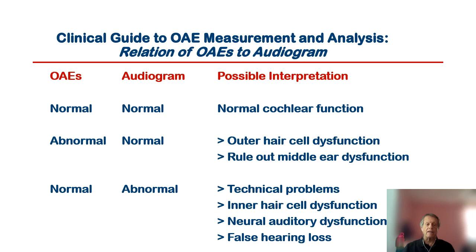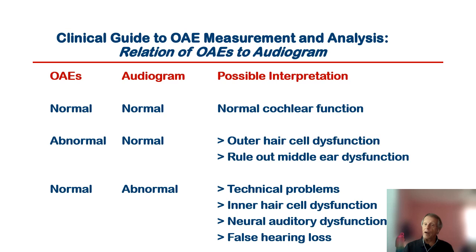or some other factor. Now, there's another possibility. You perform OAEs first, they're normal, but then you get the patient in the sound booth and their audiogram's abnormal. Now, what could be the possible explanation for that difference? Well, the first thing we want to rule out is technical problems. Were the earphones in the right place? Did the patient understand the instructions? Make sure there's no problem with the equipment.